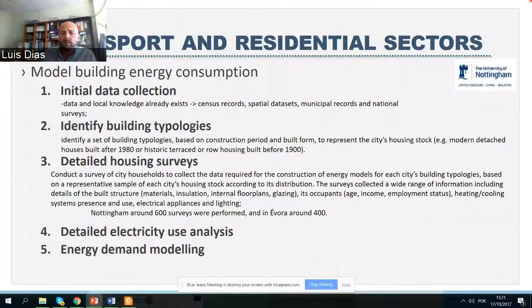Then detailed housing surveys were made. For Nottingham, it was around 600 surveys, door to door, and in Évora 400. The surveys were very exhaustive and had a lot of questions, and they collected a wide range of information for each of the buildings, not only technical questions, like the electrical appliances that the households had, the types of lighting, and the heating and cooling systems, but also some socio-economic information in terms of level of income, employment status, and age.